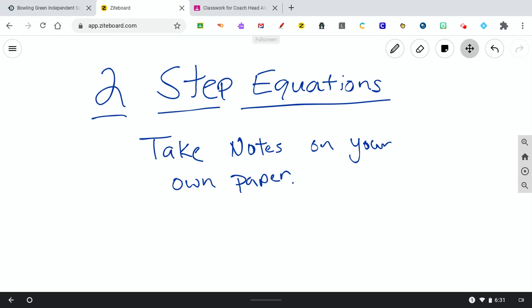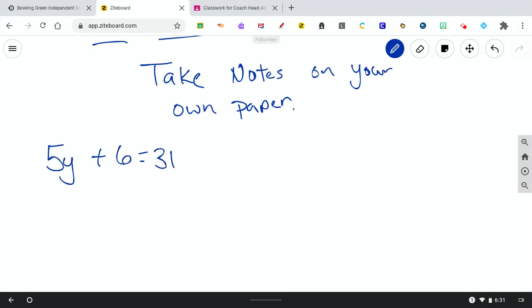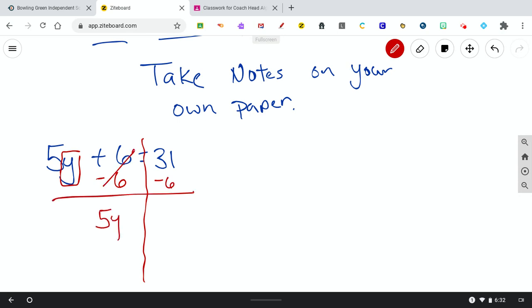We'll start with our first example, 5y plus 6 equals 31. So remember, I like to draw my line. Also, remember, this is what I'm trying to get by itself, that y. So I need to move everything away from it. So the first thing I'm going to do is move the 6 by doing the opposite, which is minus 6. Okay. That cancels. The 5y comes down. And then 31 minus 6 is 25.